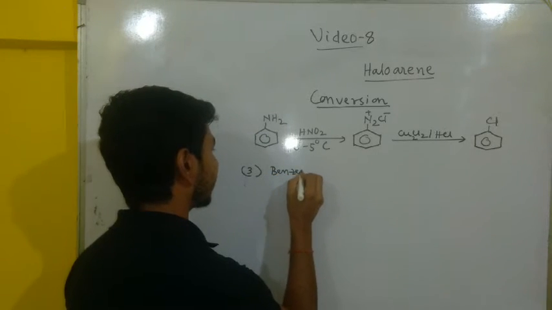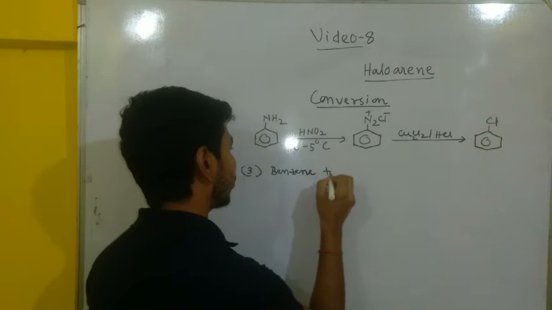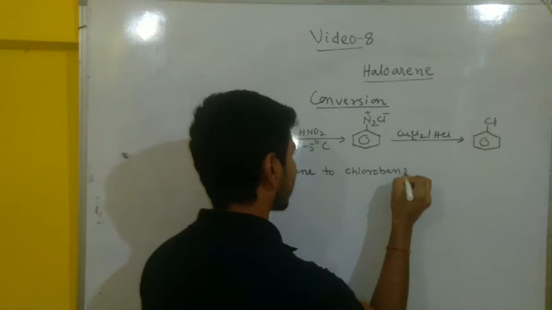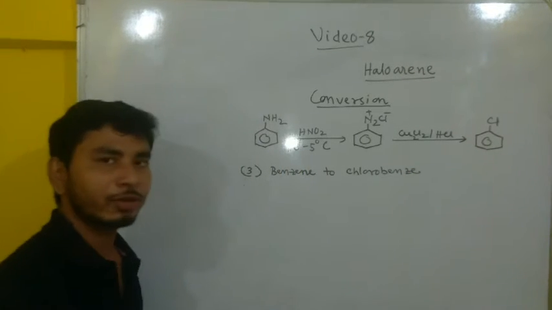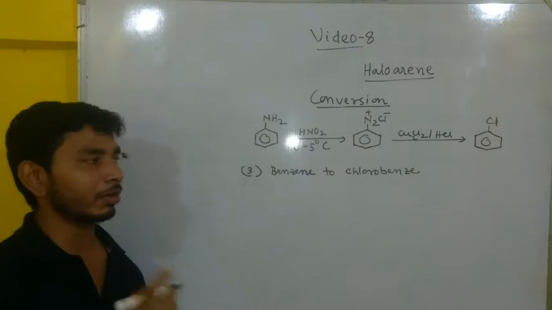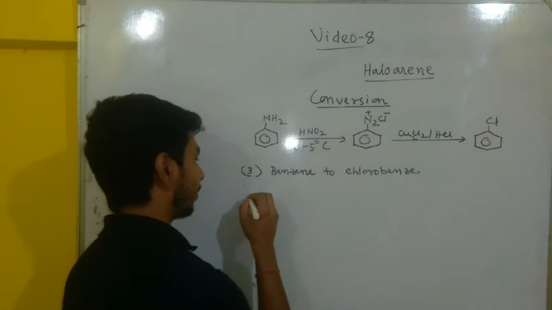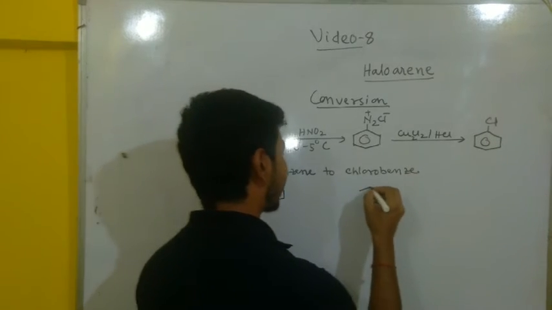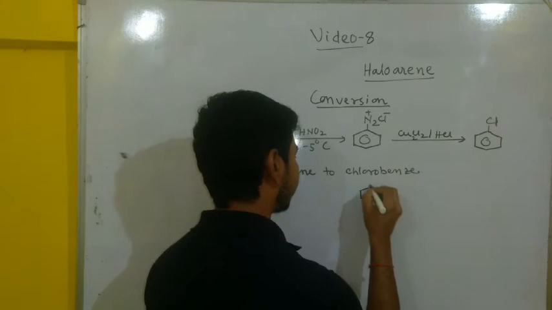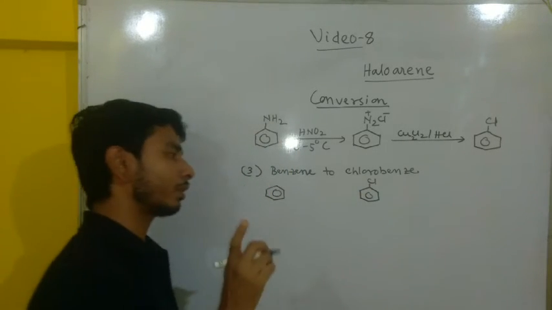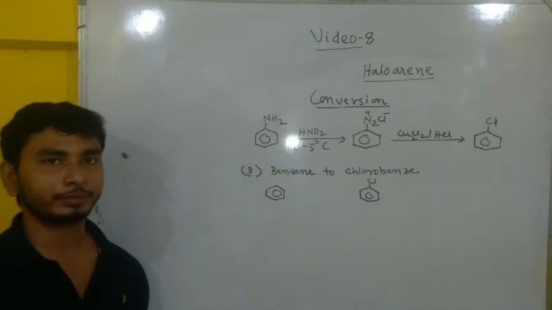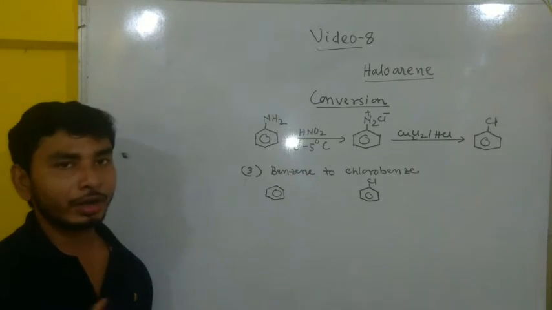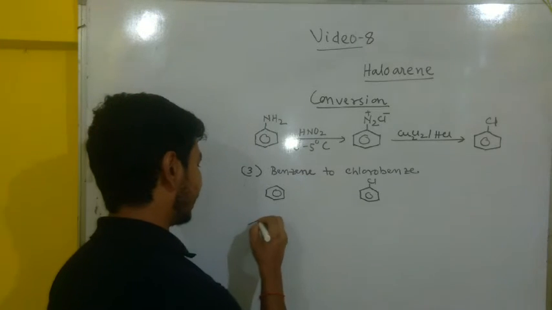Benzene to chlorobenzene. How can benzene be converted to chlorobenzene? We have to convert benzene to chlorobenzene, so go to the first method of preparation of haloarenes.